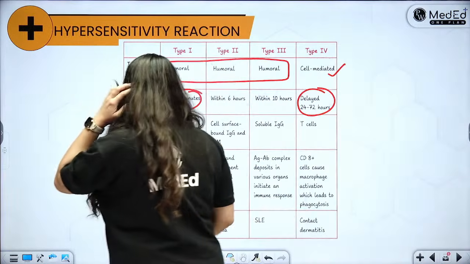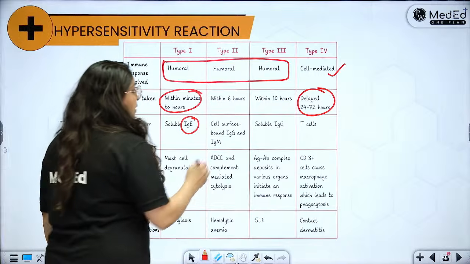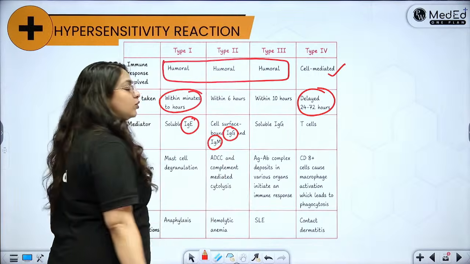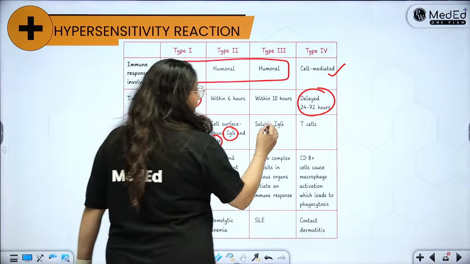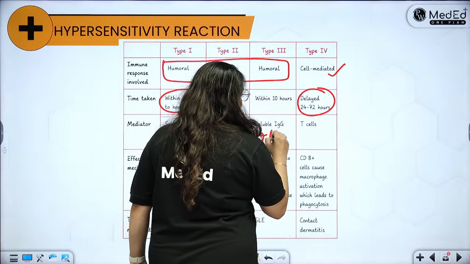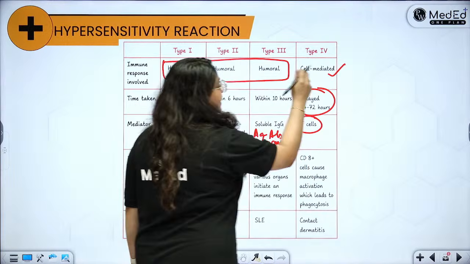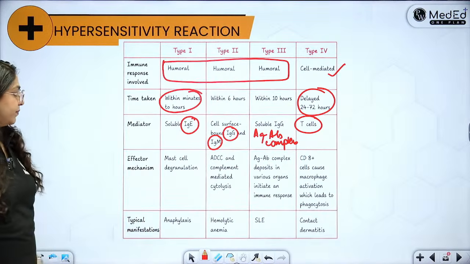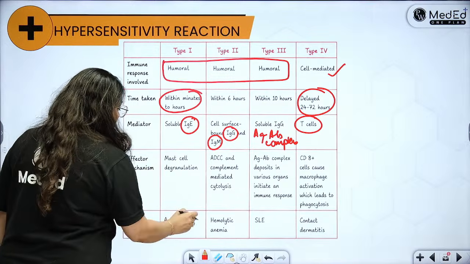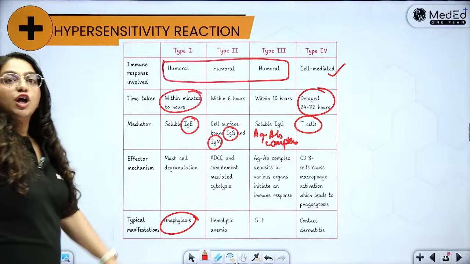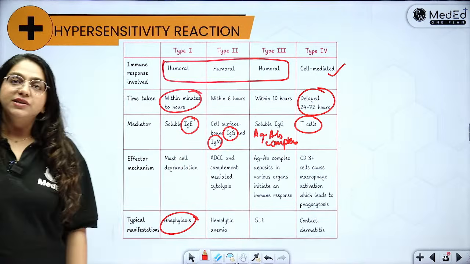The mediator of type 1 is the IgE antibody, type 2 is the cell surface bound IgG and IgM leading to antibody dependent cellular cytotoxicity or ADCC. Type 3 is the antigen antibody complex, and type 4 is cell mediated, so that is why only your T cells are involved in the type 4 hypersensitivity. Effector mechanism क्या है? यहाँ पे mast cell degranulation होता है which ultimately leads to anaphylaxis. So now we have to see the process how mast cell degranulation is happening.